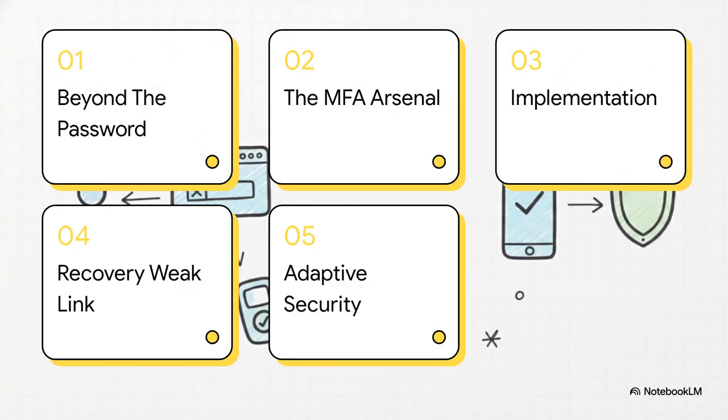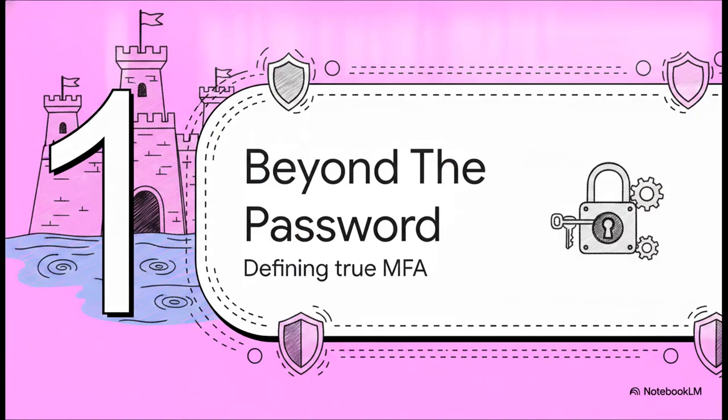So here's our game plan for today. We'll start with number 1, beyond the password. Then 2, the MFA arsenal. Number 3, implementation and architecture. 4, the recovery weak link. And finally, number 5, smarter adaptive security. Kicking things off with section 1, beyond the password.